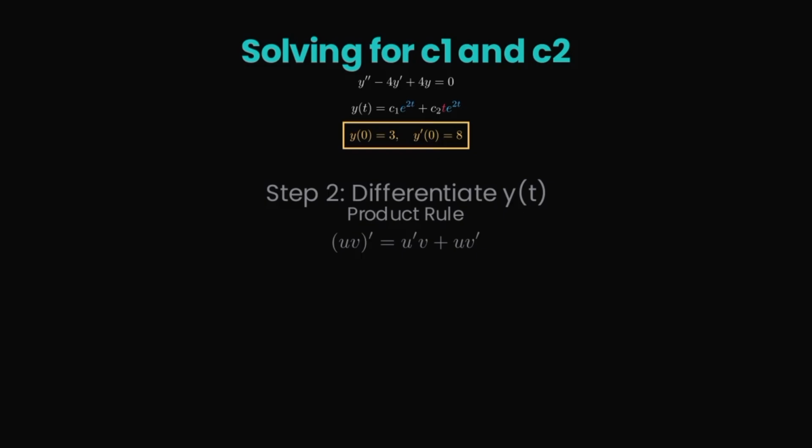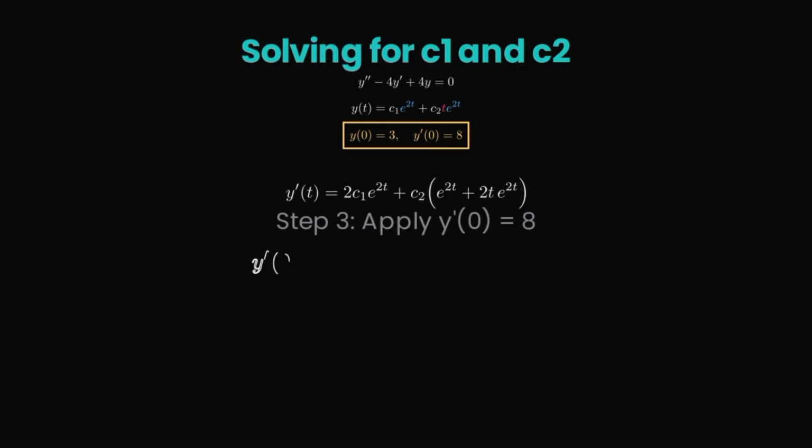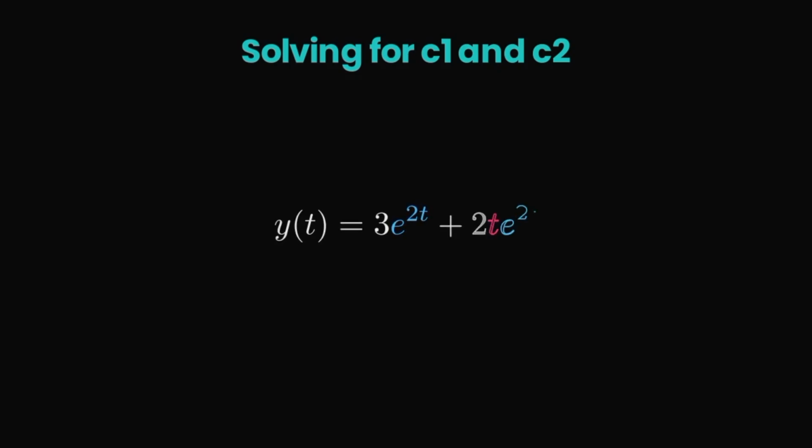So now taking the derivative of y of t using the product rule, we plug in the value of t equals 0 and y prime of 0 equals 8, and then solving for c2, this gives us the answer c2 equals 2. So plugging c1 and c2 gives us the final answer.